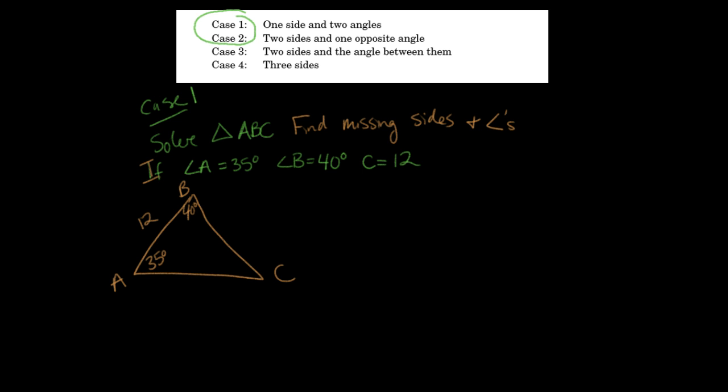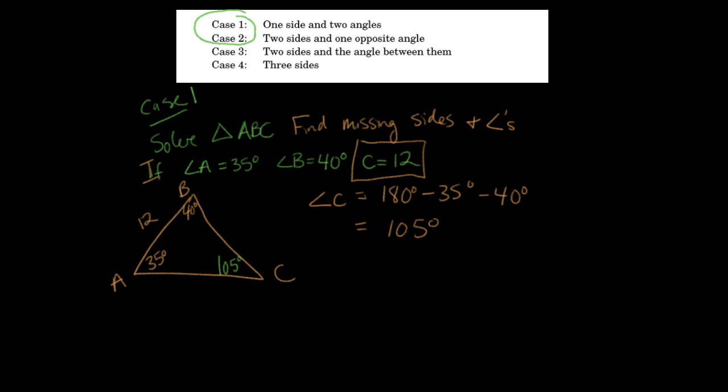Okay, so we can find angle C because that would equal 180 degrees minus 35 degrees minus 40 degrees. So we have 180 minus 35, which is 145, minus 40, so that's 105 degrees. We know that side C is 12. Let me put it in a different color so we know that that's found, 105 degrees. So that should add up to 180, which it does.